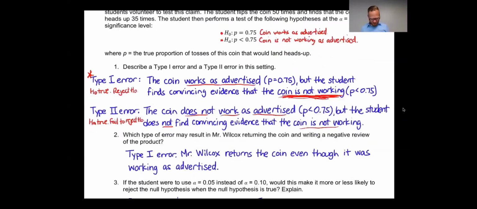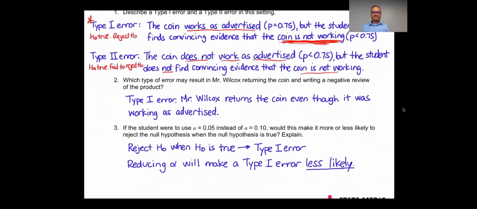So maybe a little bit embarrassing for Mr. Wilcox. And so maybe the student decides to change the alpha level, right? In the hopes of avoiding Mr. Wilcox being embarrassed by returning the coin and writing a negative review. Because if the student changes the alpha from 0.10 to 0.05, we know that this is going to reduce the probability of a type 1 error. And so this error that Mr. Wilcox is making is less likely to happen if we were to reduce the alpha level there.